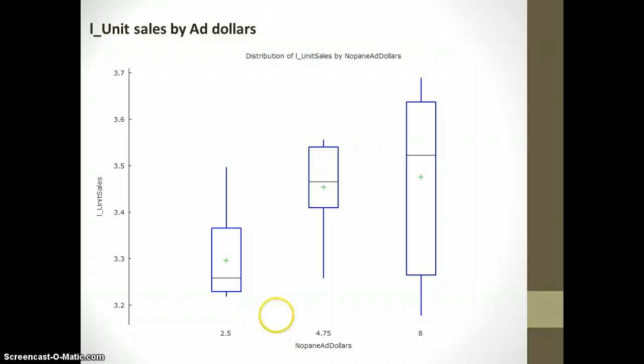Here we're looking at our advertising dollars, the level of spend versus the log of unit sales. So we have our observations here, the $2.50, the $4.75, and $8. And what we're seeing here is a positive relationship, which confirms our suspicions from before that there is a positive relationship between advertising dollars and unit sales. So as we spend more, we see that we're also selling more.